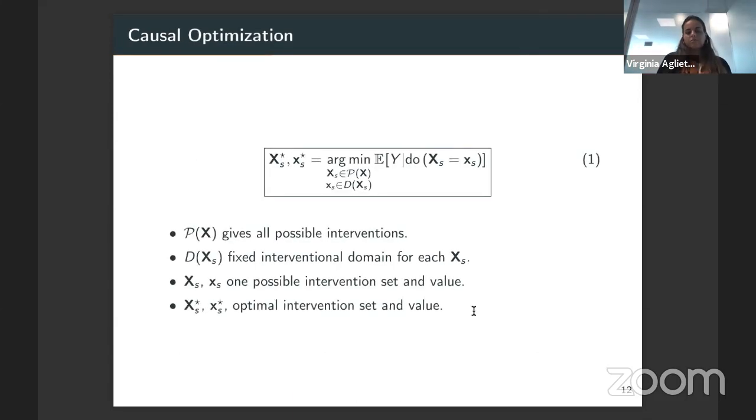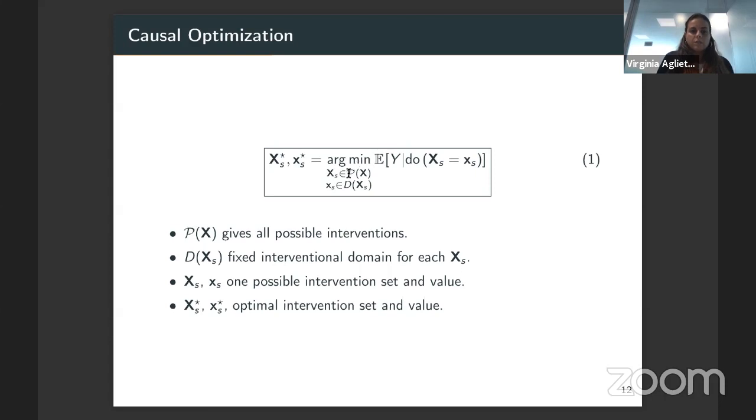So when we try to find the optimal intervention in a graph, what we want to solve is a causal optimization problem. And I'll focus on explaining what this means. So basically, we're trying to find the intervention set, so which variables I should intervene on, and this is capital X_S, such that when I intervene on the variables and I set their value to small x_S, I'm maximizing the expected value of the target.